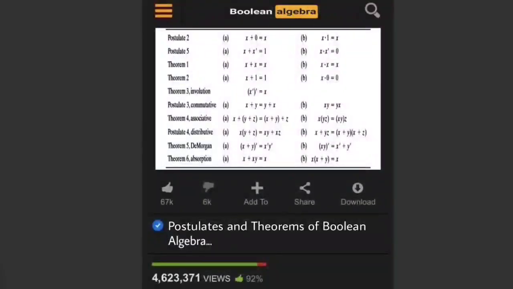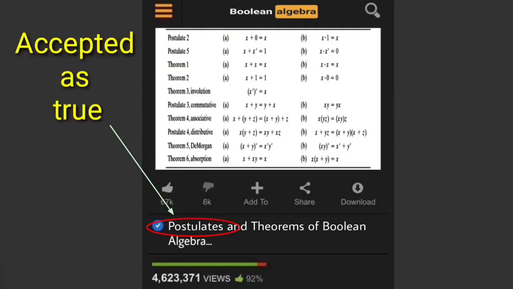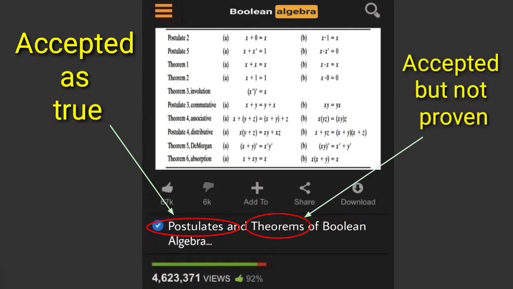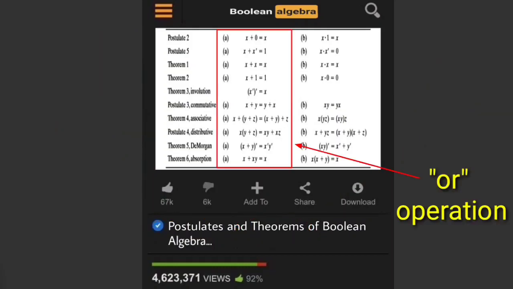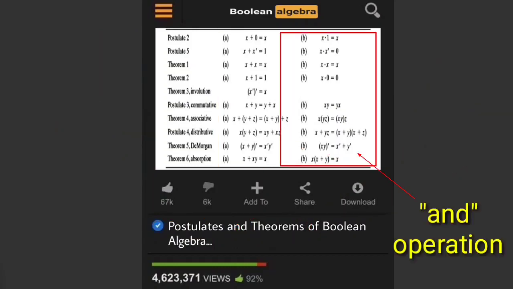Next will be postulates and theorems. Postulates are statements accepted to be true, with no need to prove. And theorems are statements that we think are fact, but we need to prove that they are fact. This area is the OR operation, and this area is the AND operation. That's the history and introduction of Boolean algebra.